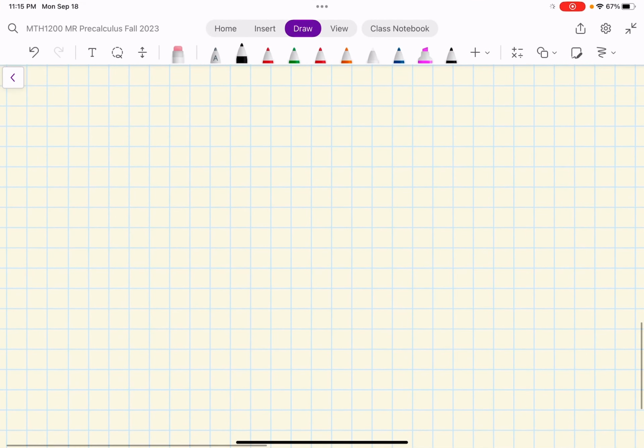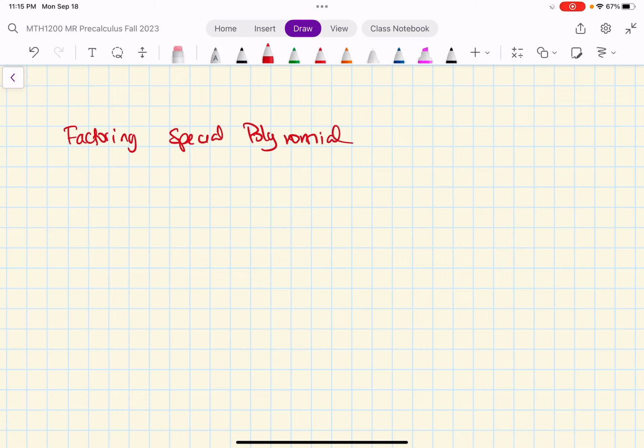So right now we are going to talk about factoring special polynomial forms, okay? So the first one that we're going to explore in this video is the difference of squares.